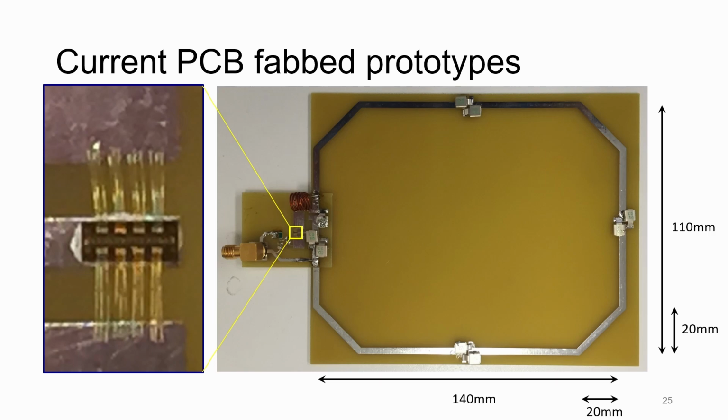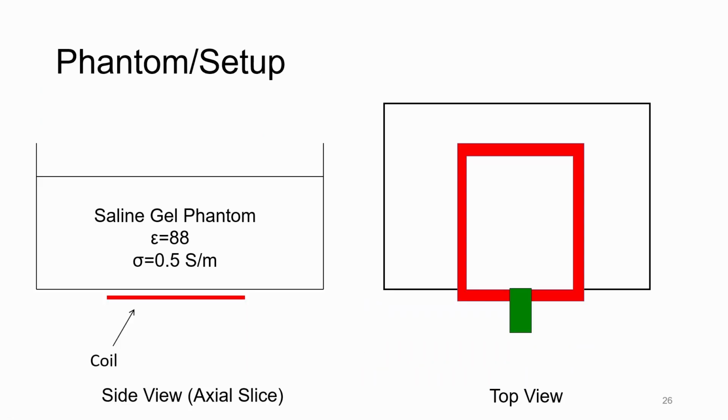Here's a picture of our PCB fabbed prototype coil. On the left you see a picture of the part which we wire bonded to the PCB, because the package had nickel in it, which could interfere with the MRI scanner. And here are the dimensions of the coils. Here's a picture of our phantom setup. We have a saline gel phantom with a permittivity and conductivity to mimic that of humans, and we placed a coil right underneath that gel phantom. And this is a top view of that.